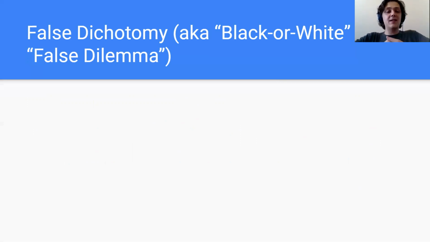Now, another fallacy is usually called false dichotomy or false dilemma. But the School of Thought Logical Fallacies poster that I sent out calls it black or white.